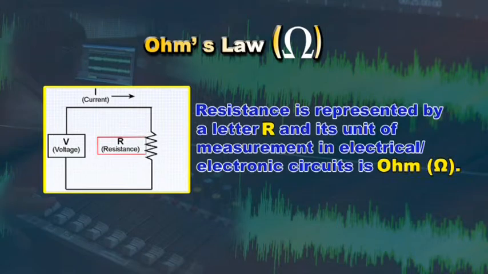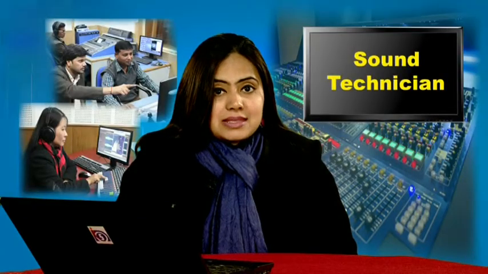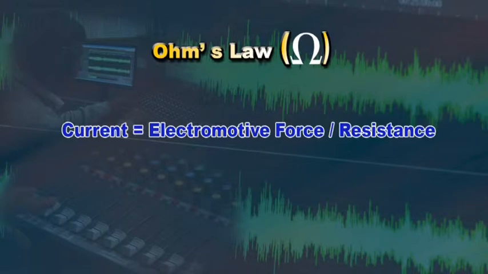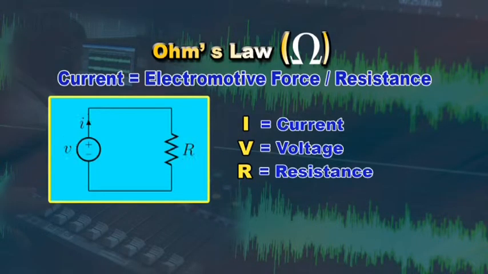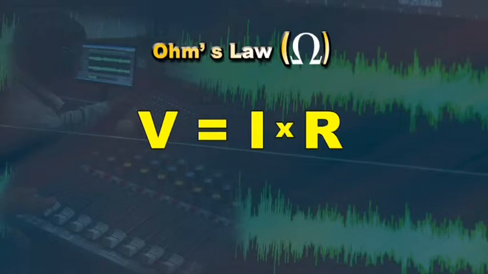Resistance is represented by letter R and its unit of measurement in electrical or electronic circuit is ohm. Mathematically, this law can be expressed as current equals electromotive force by resistance, using the symbols I, V and R to represent current, voltage and the resistance respectively. Ohm's law can be written as I equals V by R or V equals I into R.